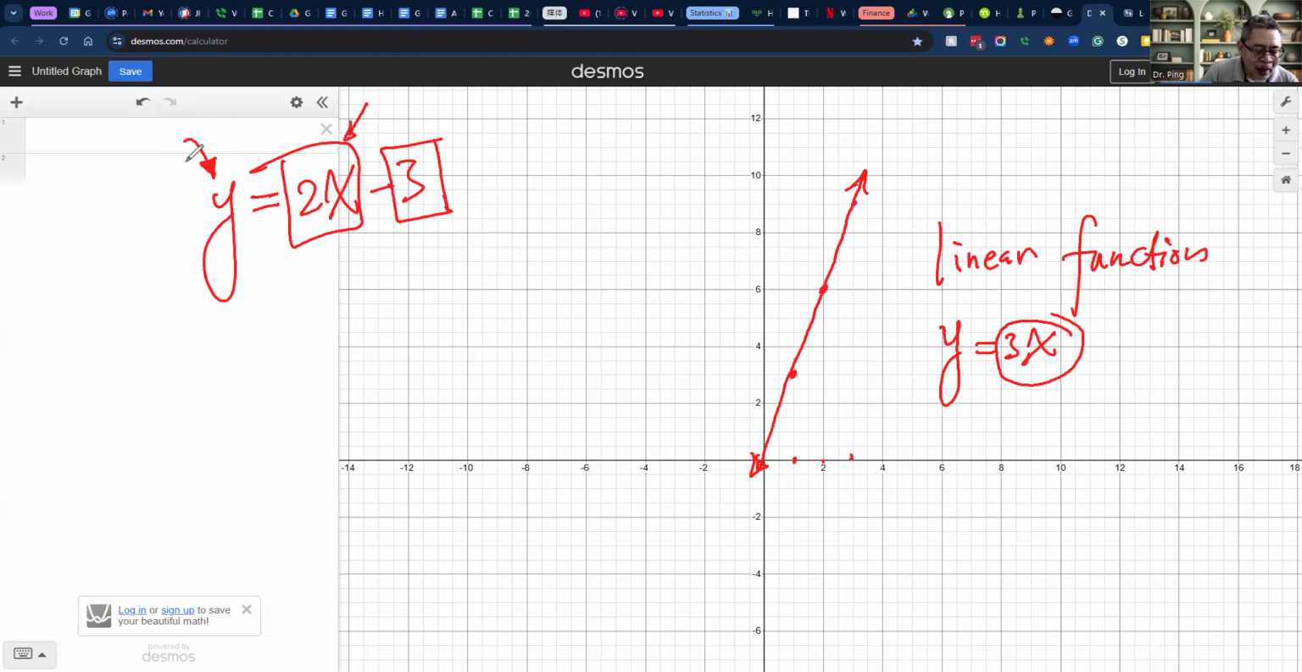In a function, we call x and y variables. It's really not a fancy name. It just means its value varies, something varies, so we call them variables. We call x the independent variable.